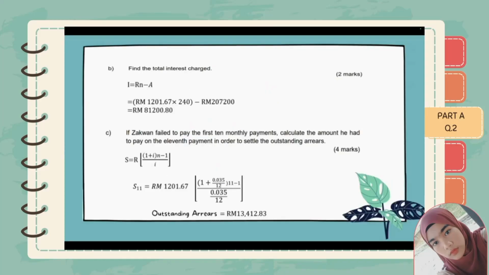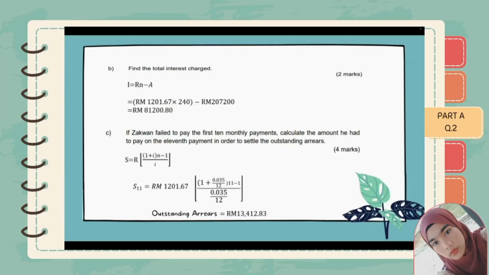We go to question B, find the total interest charged. For this question, we must use the formula monthly payment multiplied by n, minus A, so just insert the numbers given. After that, we get the answer, RM81,200.80.